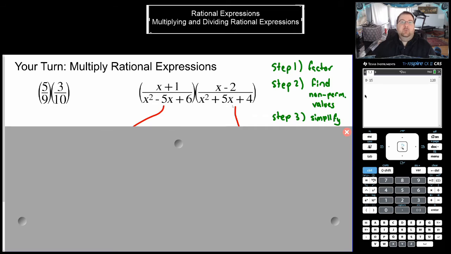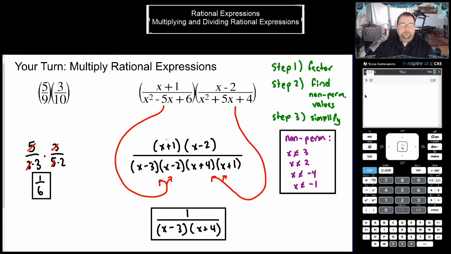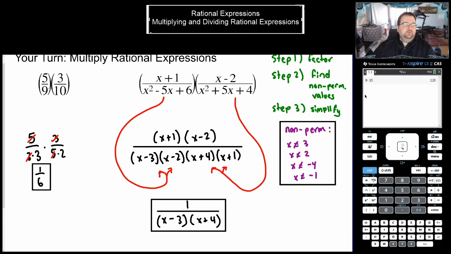See you soon. Okay, for those of you on YouTube, welcome back. We've worked out the solutions for you here. So we just actually split things up into 3 steps, especially for this second one here. First step, factor. Second step, find your non-permissible values. Third step, simplify. And here's what we did. So for this 5 over 9, we actually turned it into 5 over 3 times 3. And for this 3 over 10, we changed it into 3 over 5 times 2.